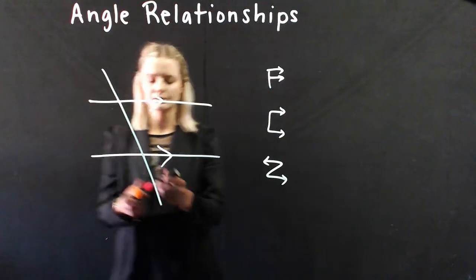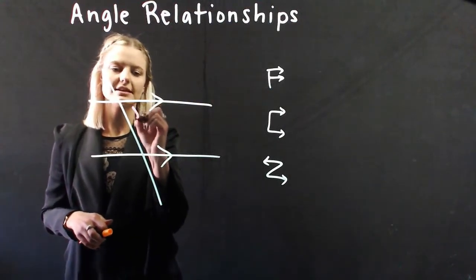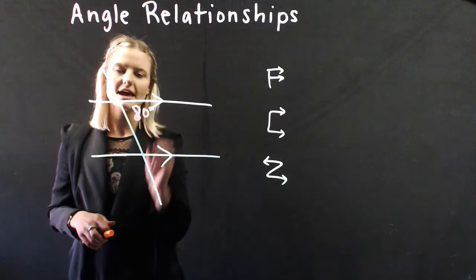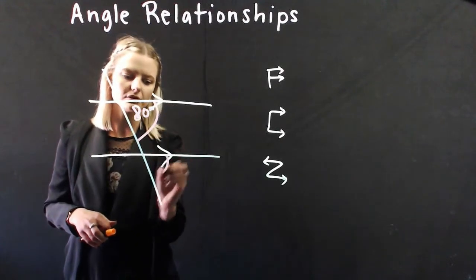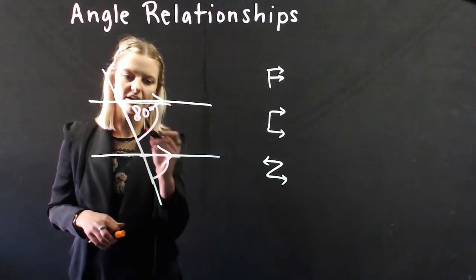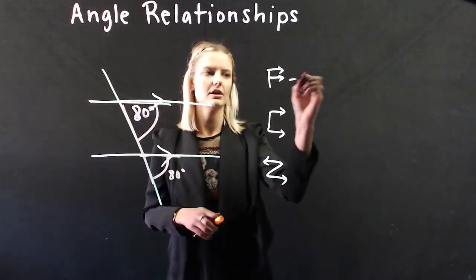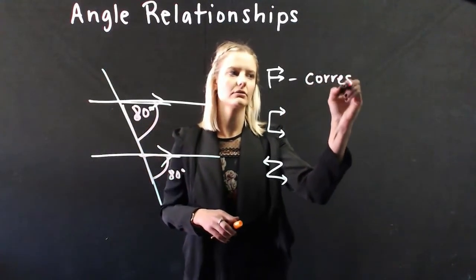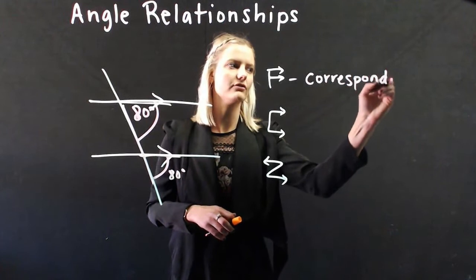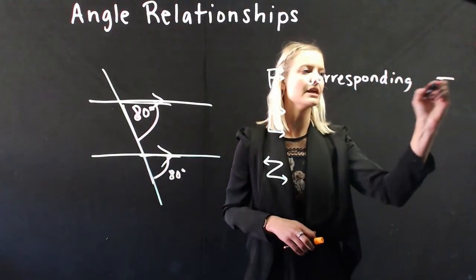So the F rule is whereby you've got an angle that is known just here. Let's say that this is 80 degrees, and you know that the other angle forming an F shape corresponding to that initial angle is going to be the same. It's also going to be 80 degrees. So corresponding angles, they're on the same side of the transversal line that cuts through. They are going to be equal to one another.